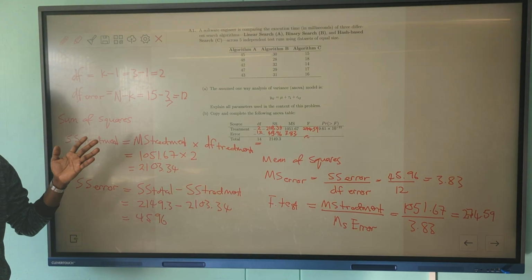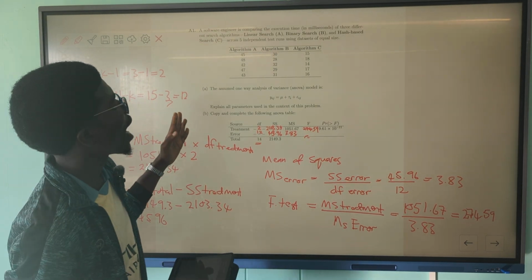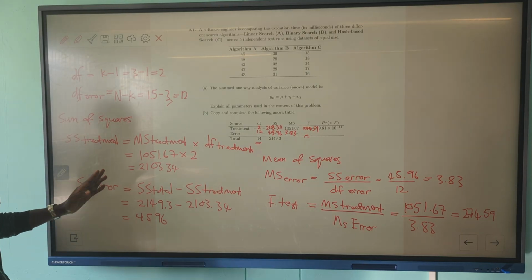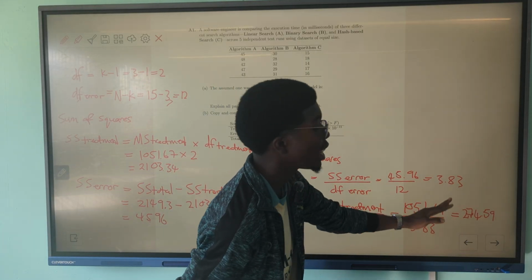So guys, this is how we calculate our ANOVA table.